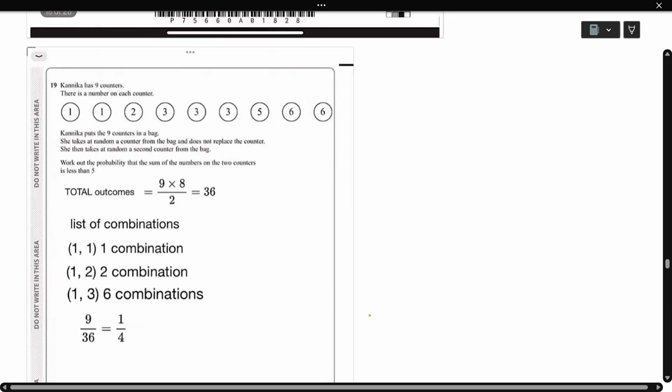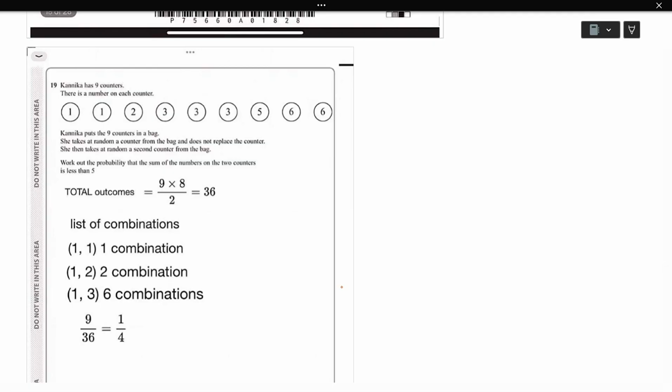Next, question 19. Kanika has 9 counters. The numbers on the counters are 1, 1, 2, 3, 3, 4, 5, 6, 6. Kanika puts the 9 counters in a bag. She takes a counter at random from the bag and does not replace it. Then she takes a second counter. She is taking 2 counters without replacing. Work out the probability that the sum of the numbers on the 2 counters is less than 5.